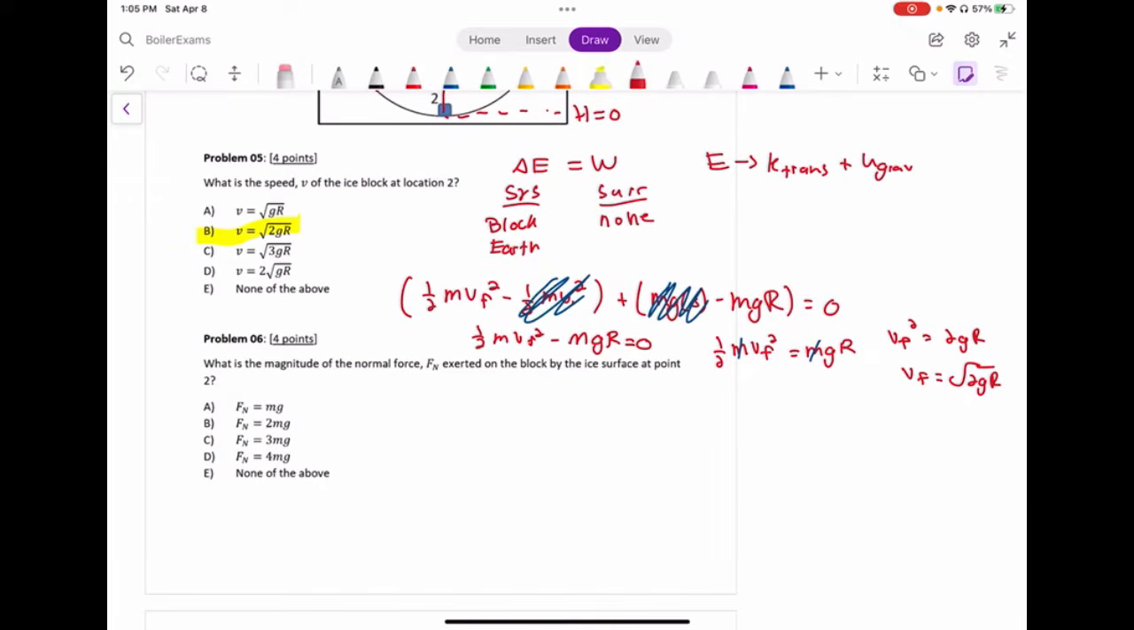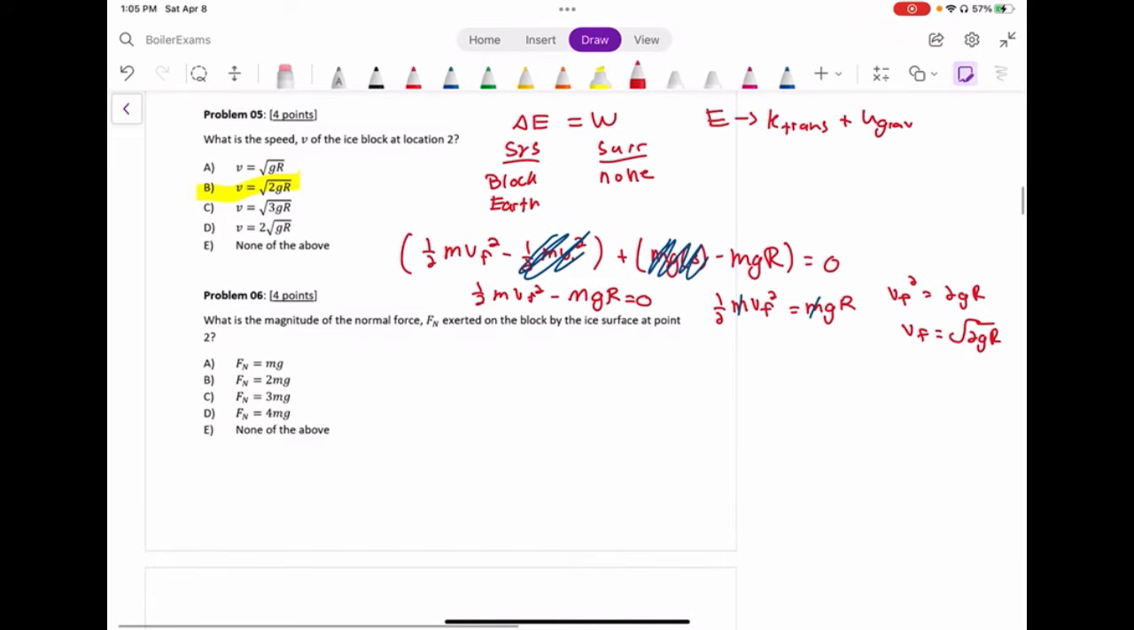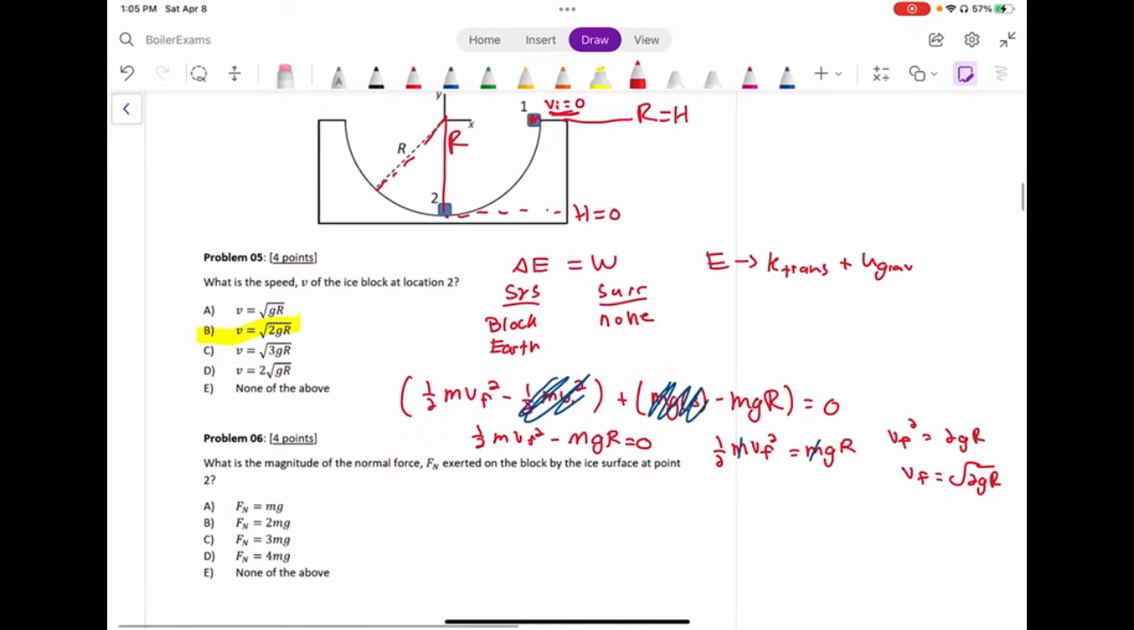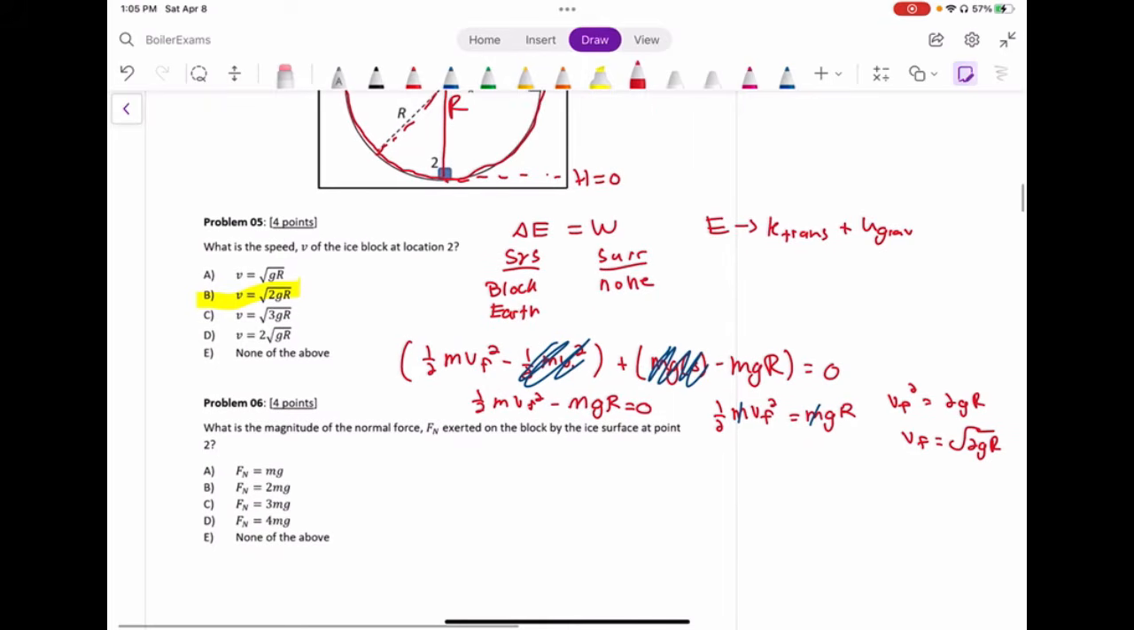Magnitude of normal force exerted on the block. Okay, so whenever we have a semicircle track, or whenever we have something moving in a circular motion, we know that the net force is always going to be equal to mv squared over r. This is always true when we're moving in a circle here.